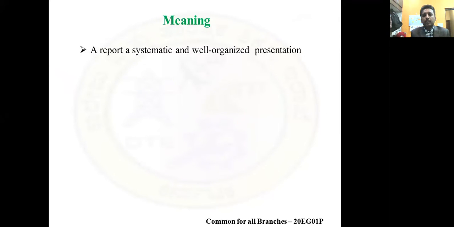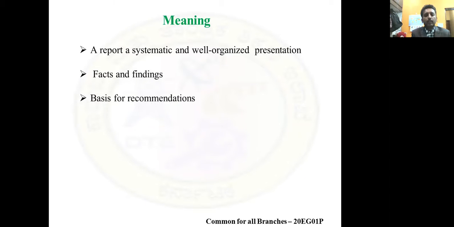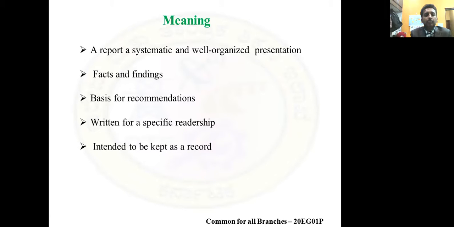A report is a systematic and well organized presentation of facts and findings, usually as a basis for recommendations, written for a specific readership and probably intended to be kept as a record. So, a report gives an explanation of any circumstance, discusses a particular problem in detail.